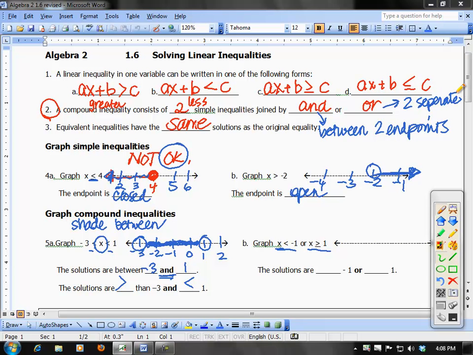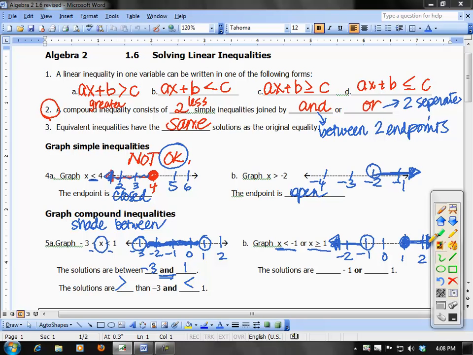So as I look at this, I see two numbers. Somewhere I have to have a -1 and a 1. At -1, I have an open circle, and it points to the left for less than, so I shade to the left for less than. At 1, it's a greater than or equal to. Because it's equal to, I fill it in, and it points to the right, so I shade to the right.